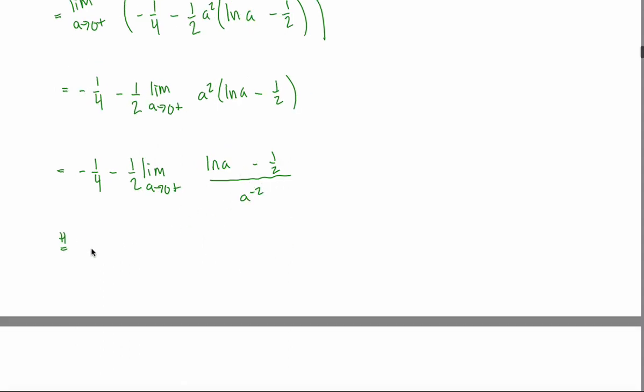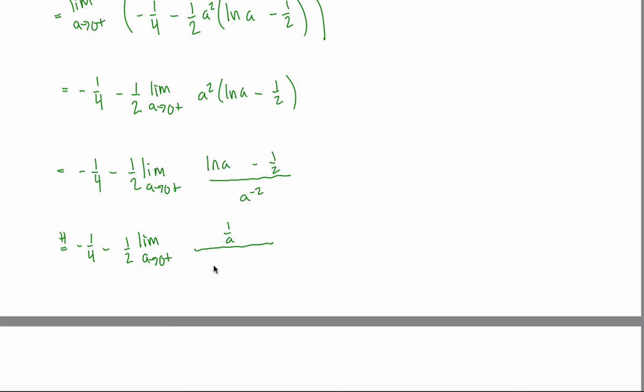And then I can say this equals, using L'Hopital's rule, negative 1/4 minus 1/2 of the limit as a approaches 0 from the positive side of the derivative of the top divided by the derivative of the bottom. The derivative of the top works out pretty nicely. It's just 1 over a, right? Because the derivative of two different terms, you take the derivative of each term individually. This is a 0, and this is 1 over a.